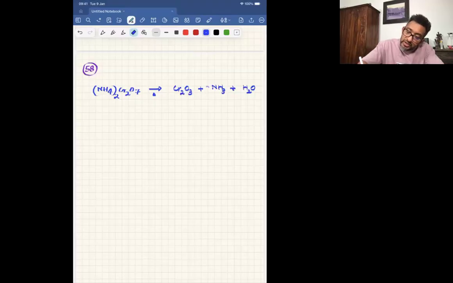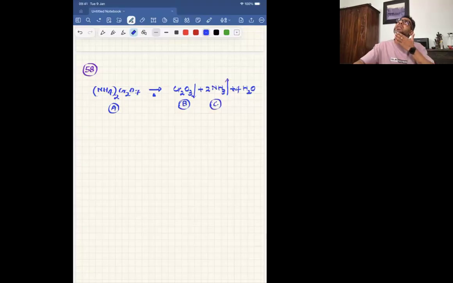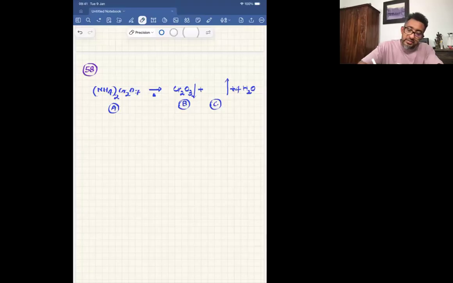Two nitrogens, 7 oxygen, 3, that is 4. 4 times 2, 8. So Cr2O3 is the green color residue, B. This is A. Ammonia is the colorless gas called C. Ammonia. Ammonia is the gas. No? Ammonia, nitrogen. No? Nitrogen is the gas. This is not ammonia, it is nitrogen.